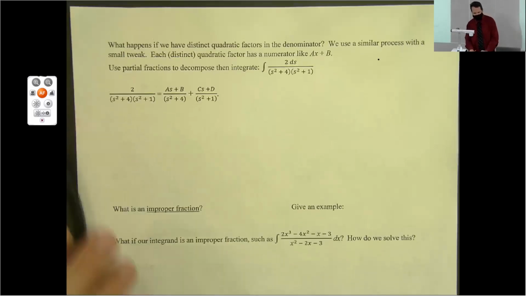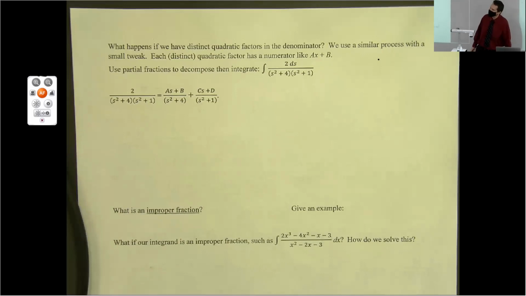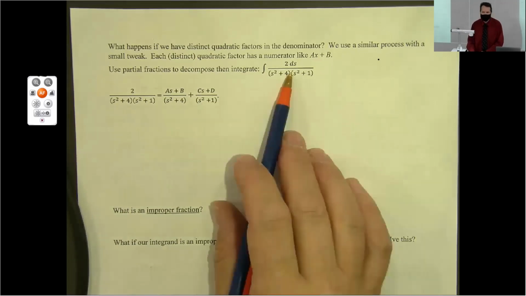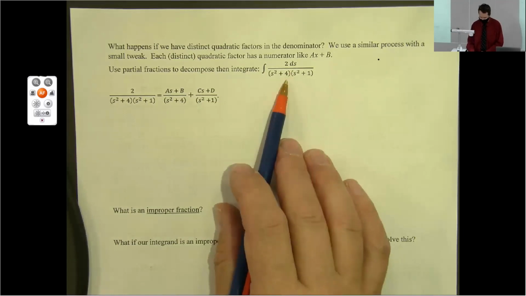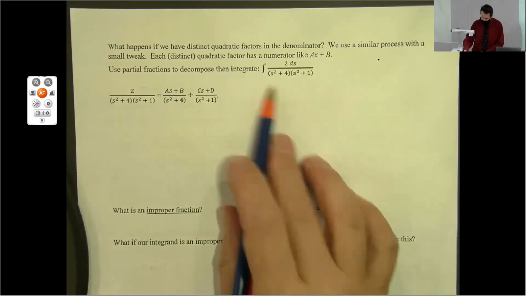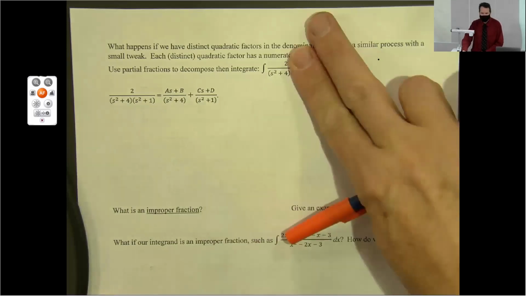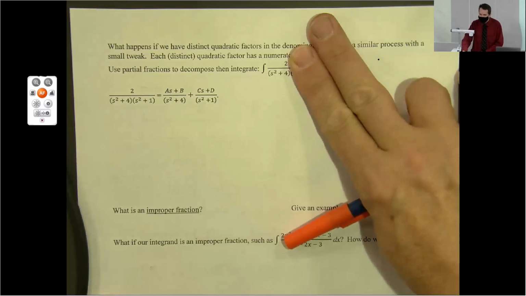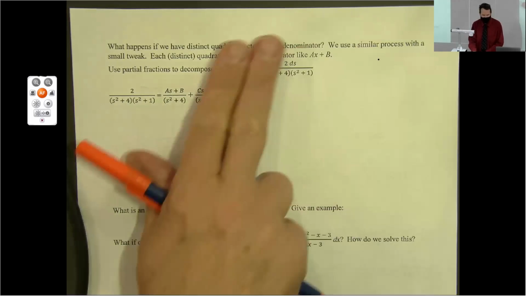Let's do this. So what if we have stuff in the denominator that is not linear, but it's quadratic? Well, as long as we keep things proper, we're good. So you're okay that our dummy variable can be x, but it can also be s. Okay? So let's see what happens when we have this guy right here. S squared plus 4, does it factor? Not over the real numbers, right? It factors over the complex, but not over the real. What about s squared plus 1?